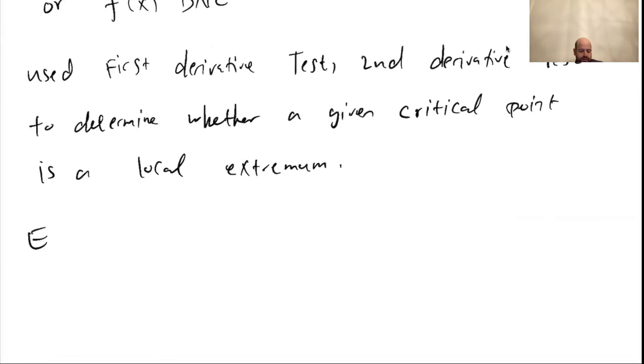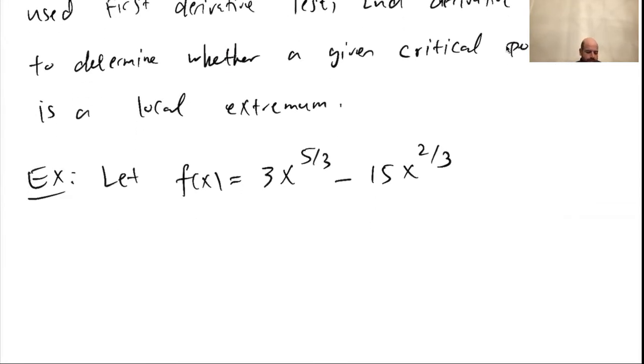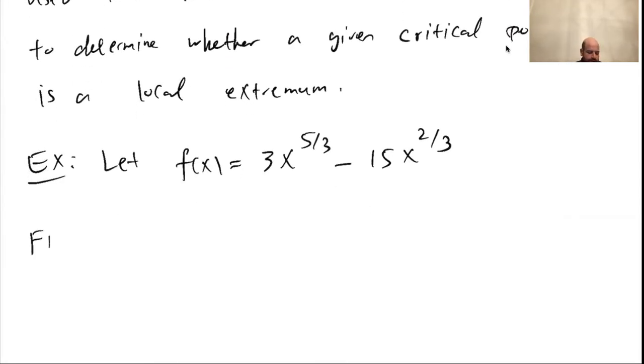So let's look at one more example. Let f of x equals 3x to power 5 over 3 minus 15 x to power 2 over 3. Find the local extrema of this function.